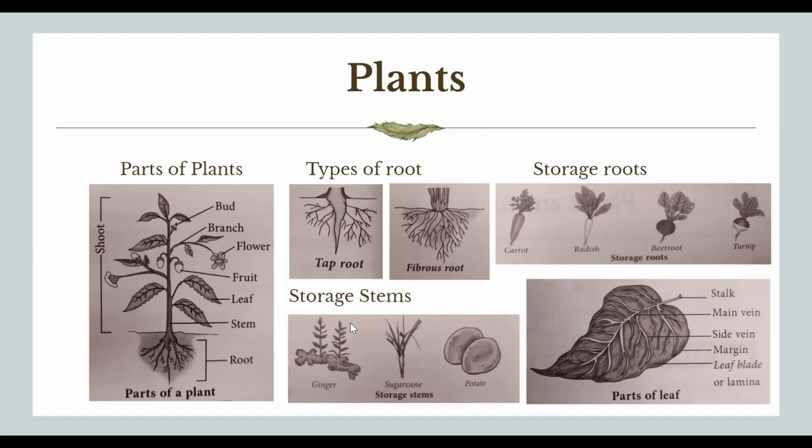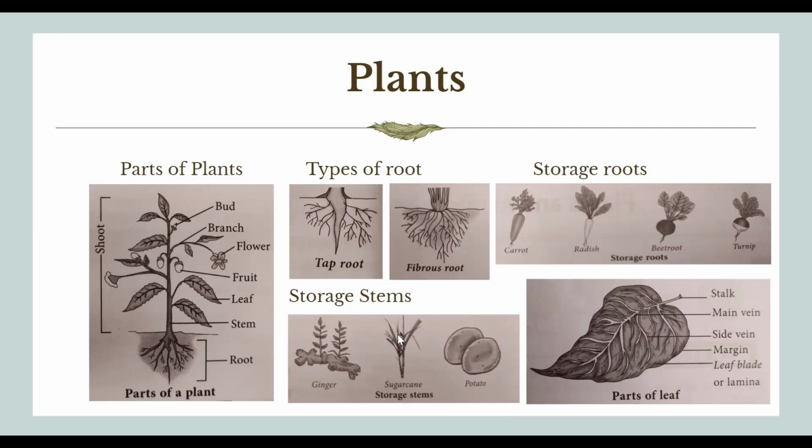Then we have storage stems: ginger, sugarcane, potato. These are special storage stems. What they do, they also store food. And we eat some of these stems. We eat sugarcane, right? Even I drink sugarcane juice.